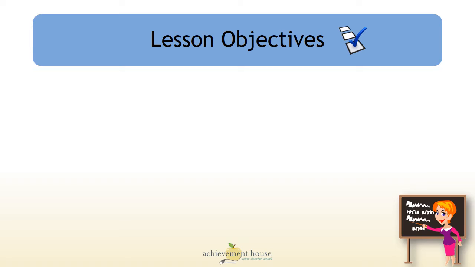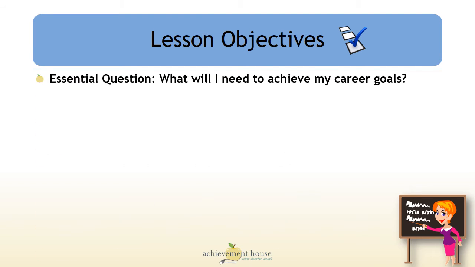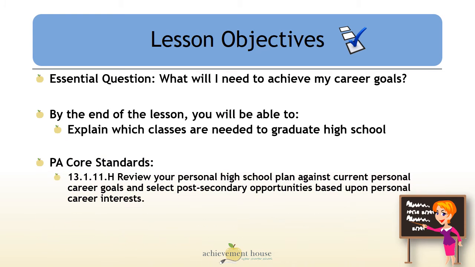So the lesson objective is for you to be able to take a look at your transcripts, translate them into a plan, and then participate in scheduling classes for your senior year. The ultimate goal is for you to take a look at how many credits you have, make sure that you're on track, and then come up with a plan that meets your post-secondary goals.